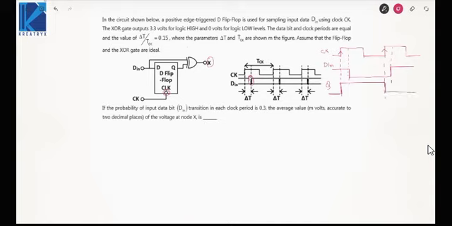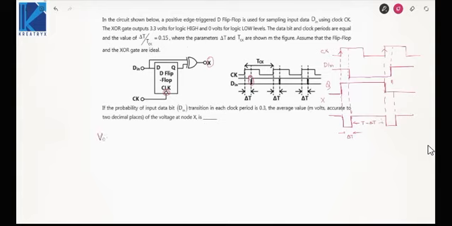What about output X? X is basically XOR of D and Q. If Din is 1 and Q is 0, XOR is 1. When both are 1, 1, it will be 0. When 1, 0, it will be 1. When 0, 0, it will again be 0. That means in each clock period, the output stays at 0 for delta T and stays 1 for the rest of the period, that is T minus delta T.